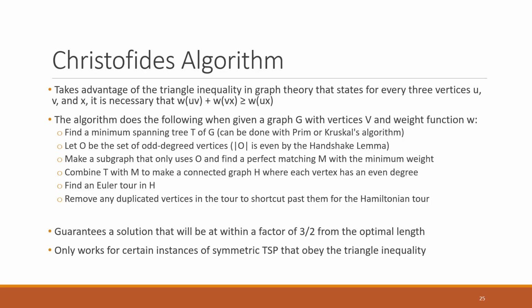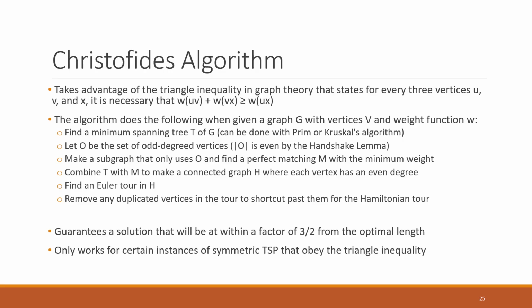We find a minimum spanning tree T of G. We let O be the set of odd degree vertices. We make a subgraph that only uses O and find a perfect matching M with the minimum weight. And then we combine the minimal spanning tree T with this matching to make a new graph H, where each vertex is guaranteed to have an even degree.